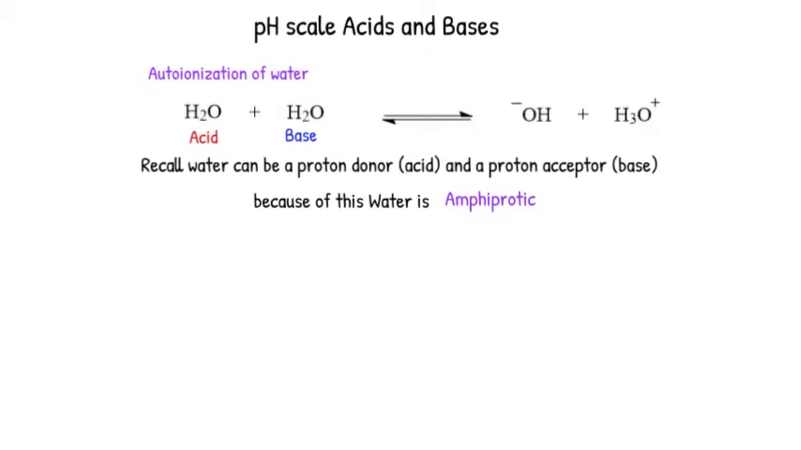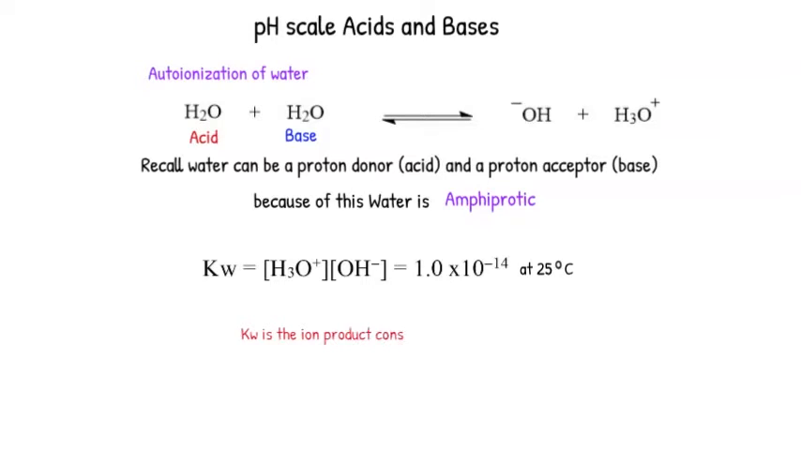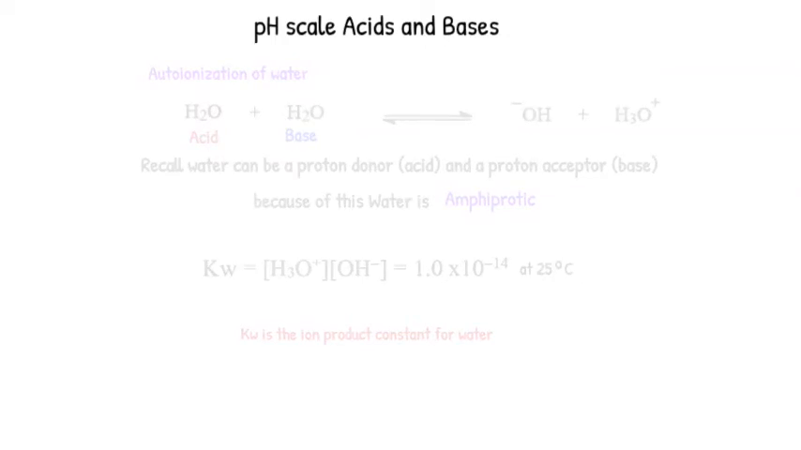The equilibrium constant is symbolized Kw and is the product of the concentration of OH minus ions and the concentration of H3O plus ions, which is equal to 1.0 times 10 to the minus 14 at 25 degrees Celsius. Kw is known as the ion product constant for water.